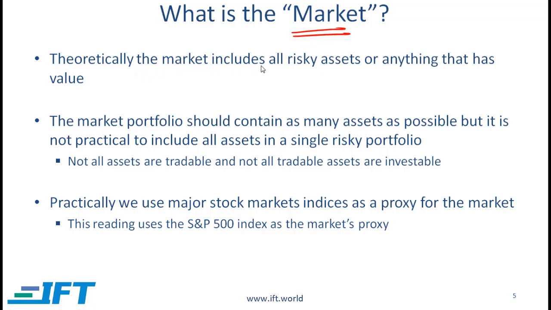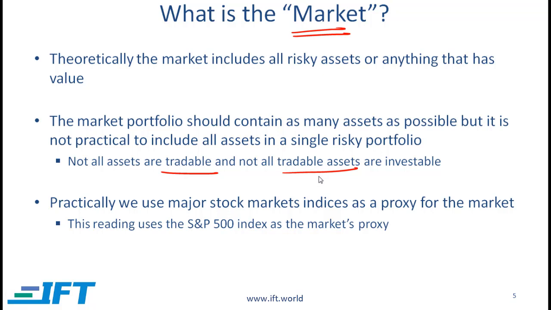Theoretically, the market includes all risky assets or anything that has value. The market should contain as many assets as possible, but it is not practical to include all assets in a single risky portfolio. Not all assets are tradable, and not all tradable assets are investable. If you take the Eiffel Tower, for example, it is an asset, but it is not tradable. Similarly, human capital is not tradable.